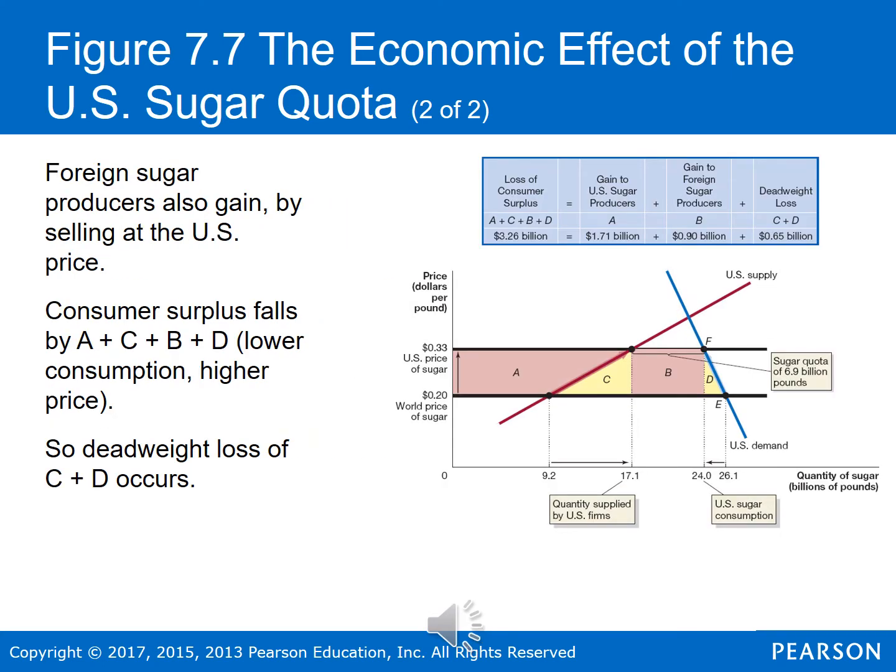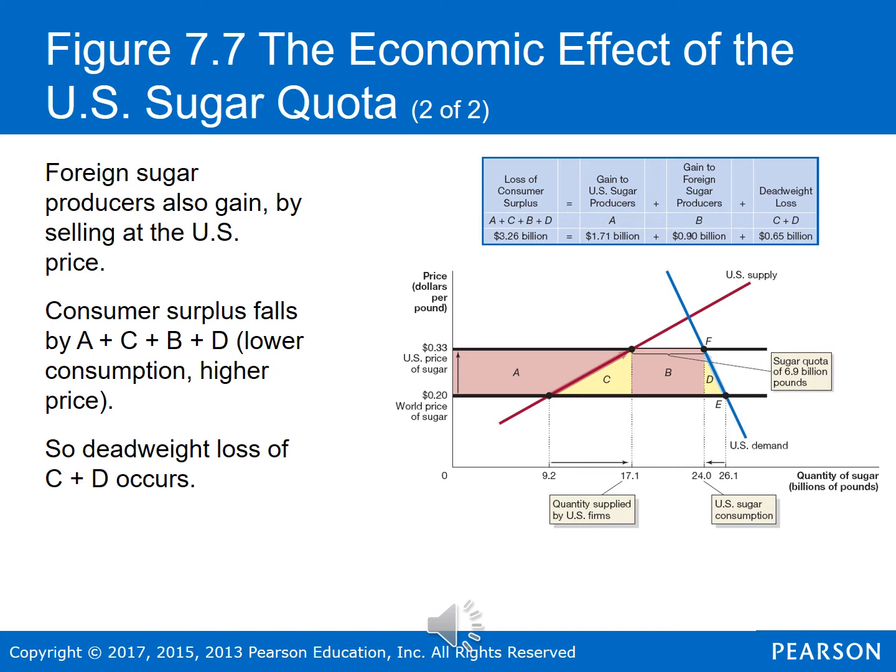So who gains and who loses from the U.S. sugar quota? Well, first off, the foreign producers gain by selling at the U.S. price. So those that are able to sell within that quota end up doing so at a higher price per pound of sugar. So that corresponds to area B in the figure on the right.